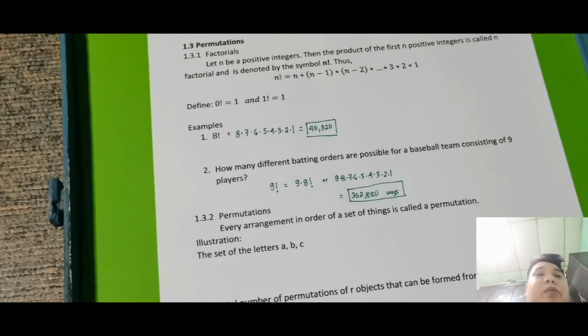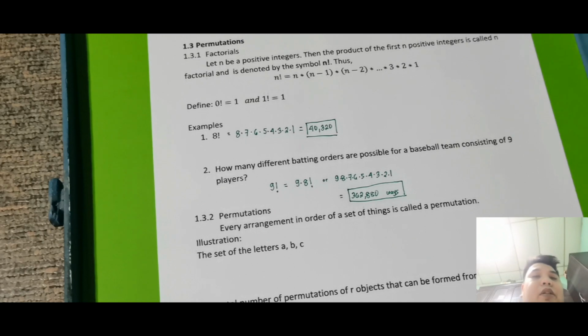So katulad nga nung sinabi ko kanina, kung may siyam na player, ano yung different order kung sino yung mauuna, different placement nila, kung sino yung kunyari student 1, 2, 3, 4, 5, 6, 7, 8, 9, kung sino yung mauuna sa kanila. So yun yung arrangement o yung possible permutation.